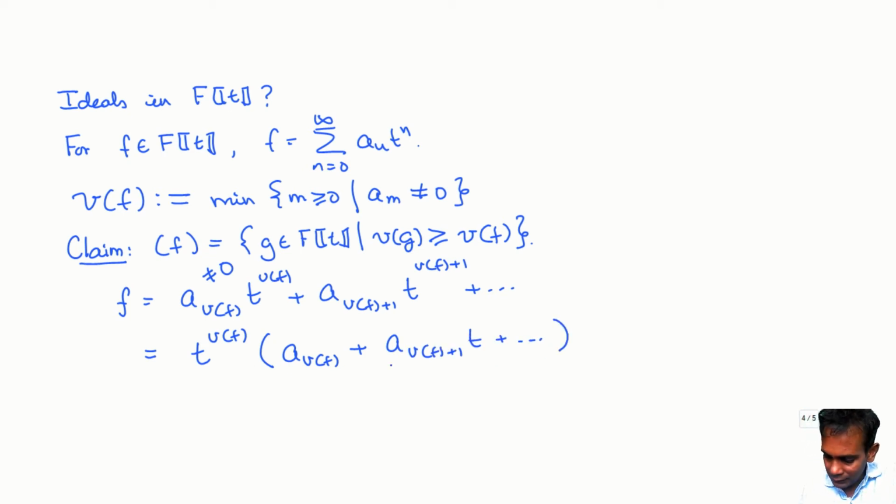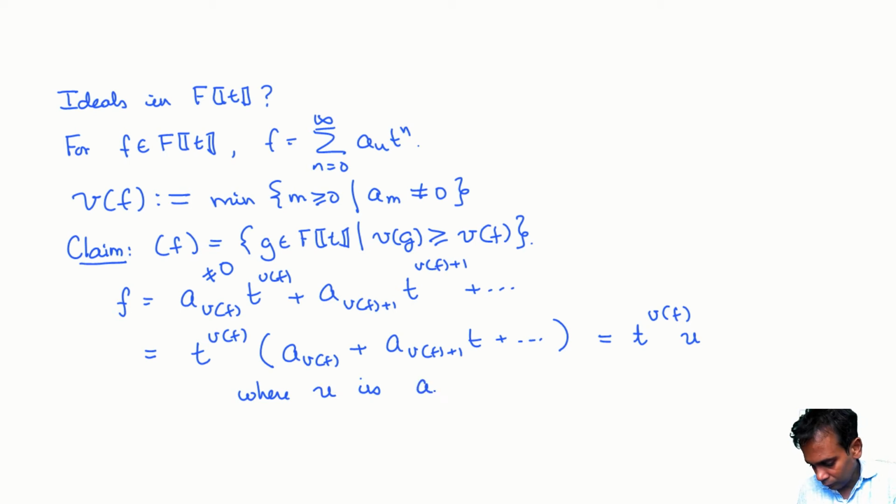Now this thing in parentheses here, this expression, is a unit because it is a formal power series whose constant term is non-zero. So f equals t to the v(f) times some unit u. So what we have is that the ideal generated by f is the same as the ideal generated by t raised to v(f), because f differs from t raised to v(f) by multiplication by a unit.